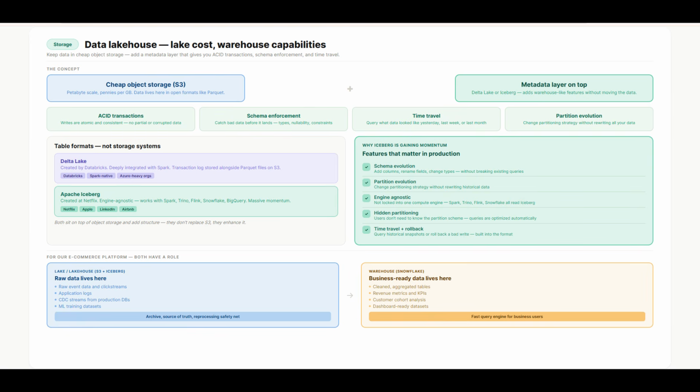For our e-commerce platform, raw event data, click streams, application logs, CDC streams, that lives in the lake or lakehouse layer on S3. Cleaned, aggregated, business-ready data lives in Snowflake for the analytics team. Both have a role. The lake is your archive, your source of truth, your reprocessing safety net. The warehouse is your fast query engine for business users.